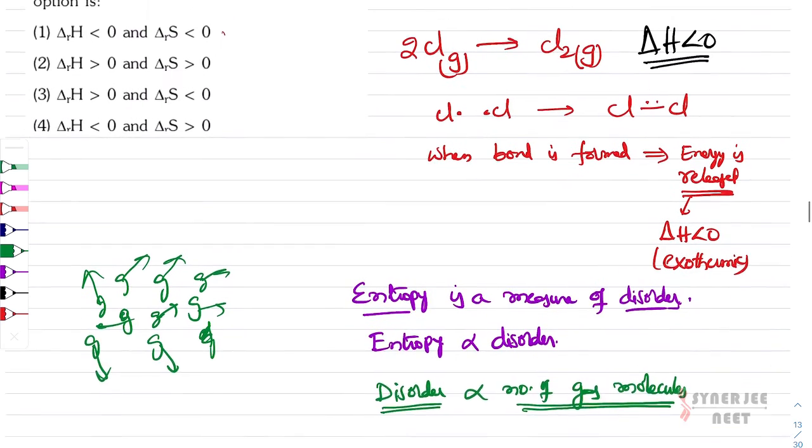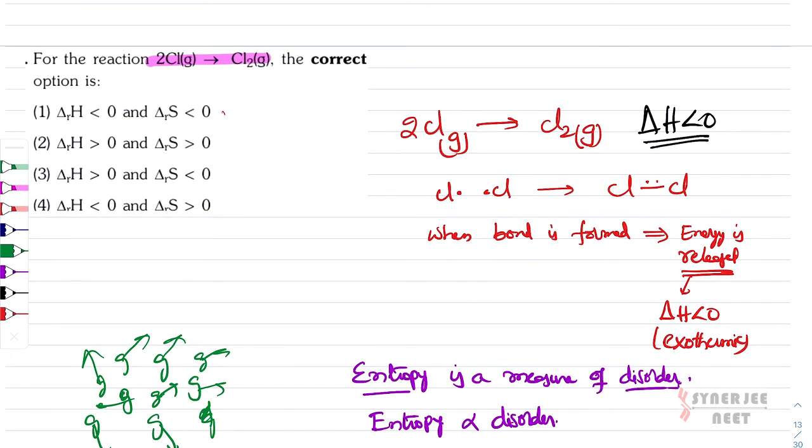Therefore, here, sorry, more gas particles are there on the LHS side, because two moles are converting into 1 mole. So more gas particles are there on the LHS side. What about the RHS side? On the RHS side, fewer gas particles are there.